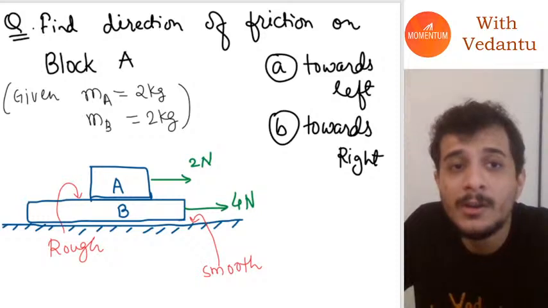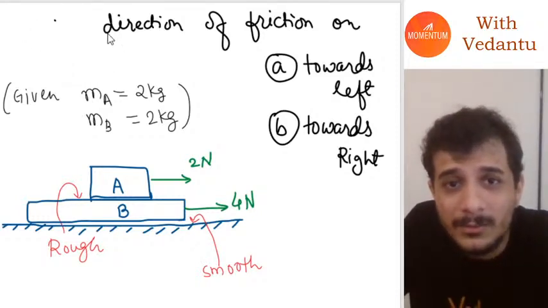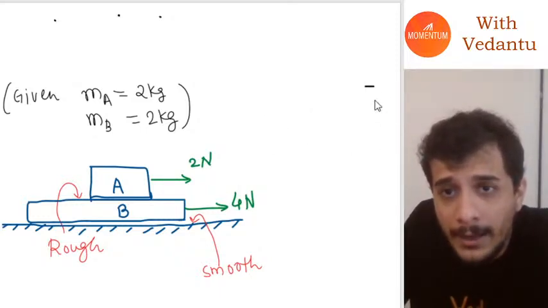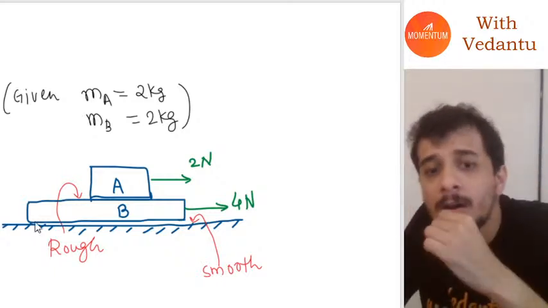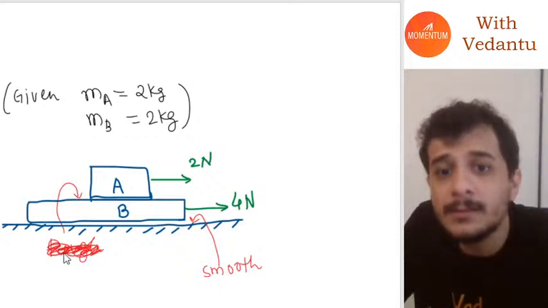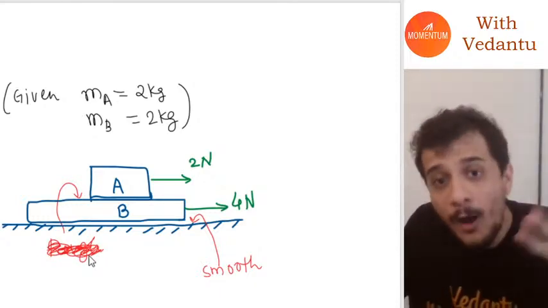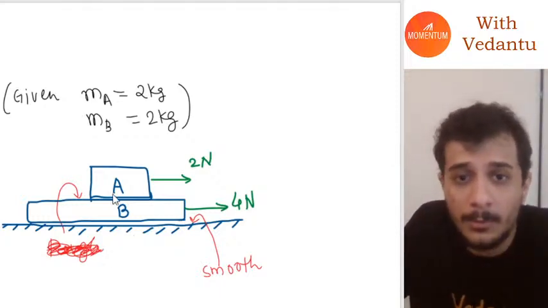How to solve this? For this, guys, first of all, let's just remove this question for a minute so that I have space to write. Now guys, remember what you have to do. For a minute, forget that there is friction. Assume that it is smooth and see how the blocks will move.